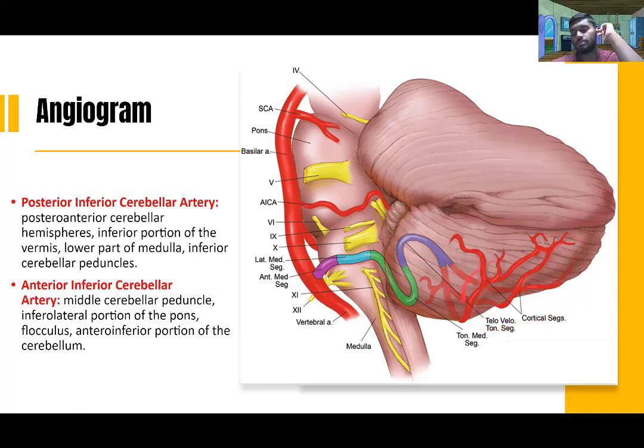Whereas the PICA is going to be supplying the posterior aspect of the cerebellum, but on the inferior portion of it. So the posterior inferior portion of the cerebellum. And the main symptoms here are going to be general cerebellar dysfunction, so ataxia, vomiting, vertigo, etc. Right? And you see here the SCA, the superior cerebellar artery, is going to come over and supply this portion of the cerebellum, the superior portion of the cerebellum. So this will have the same associated deficits such as ataxia, vomiting, and vertigo, right?